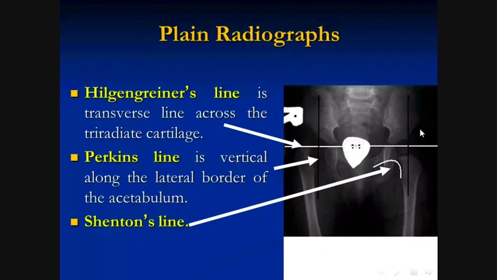The other line is called the Shenton line. The Shenton line is a dome-shaped line that passes from the inner surface of the neck of the femur, باتجاه وين, the inferior surface of the superior pubic rami. This is the dome shape. Usually it is a continuous line with no disturbance of this line.